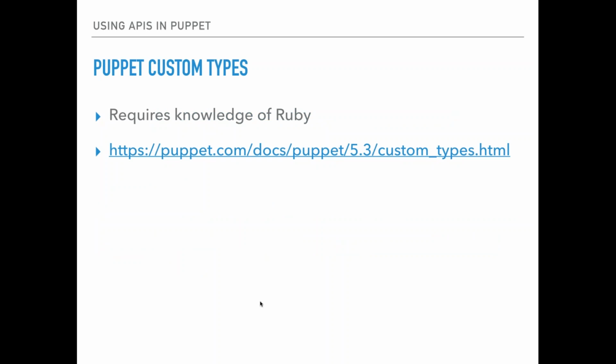So of course, Puppet custom types require a fairly extensive amount of Ruby to be created as part of this process.